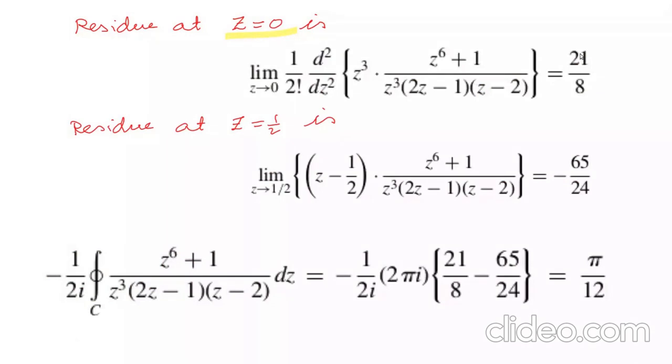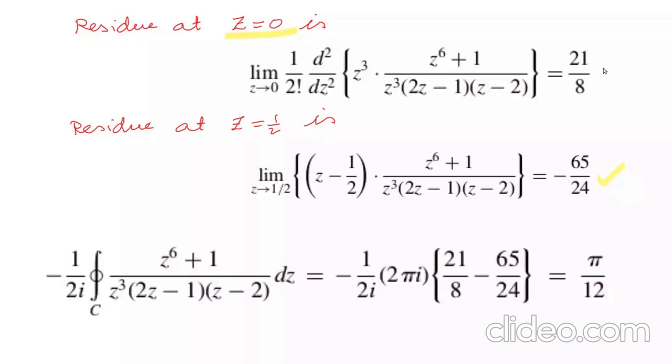Similarly, we can find the residue at z equals half. It will be the limit z tending to half of z minus half times the whole function. If you calculate this, it will be minus 65 by 24. So these are the two residues at the poles inside the contour.